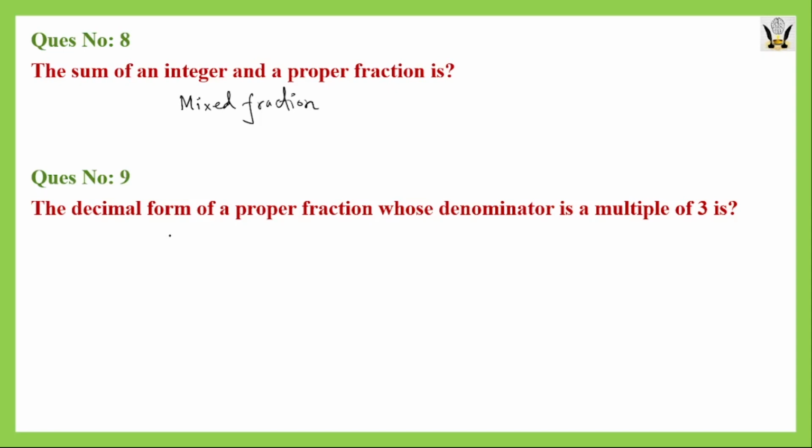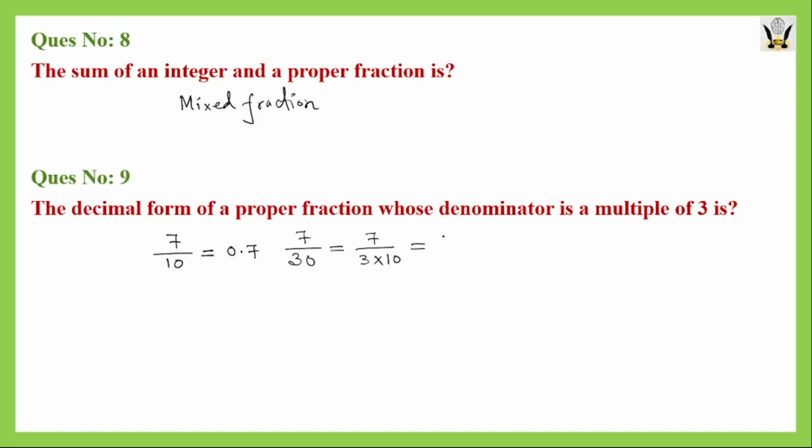Now let's take an example, say 7 divided by 10. This is a proper fraction which we can represent as 0.7, which is a decimal number. Now again if we take another example, say 7 divided by 30, this is also a proper fraction. And how to represent that as a decimal number? The denominator can be written as 3 multiplied by 10. So the denominator is actually a multiple of 3, and that's what we have as the requirement in the question.